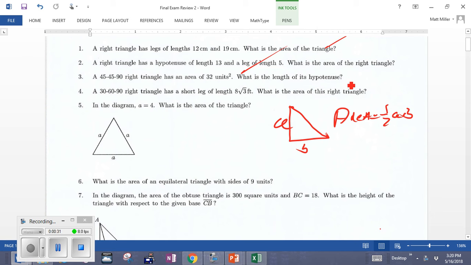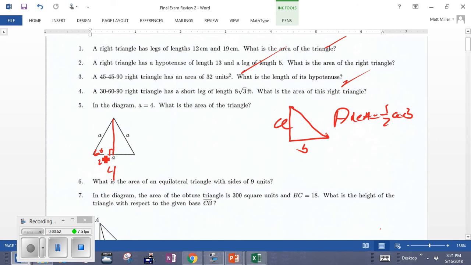Here's your special right triangles, 30, 60, 90, and 45, 45, 90, so you need to remember that. In this diagram, A is equal to 4. So if A is equal to 4, this is an equilateral triangle, okay? Then here's my 60 now, here's my 30, here's my 90.